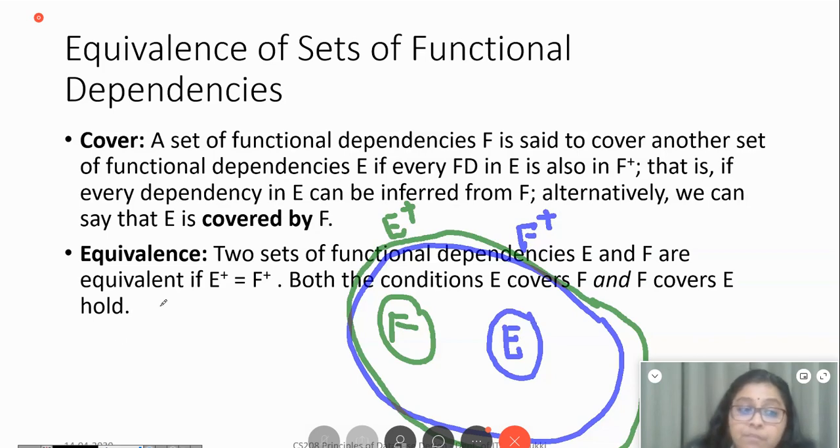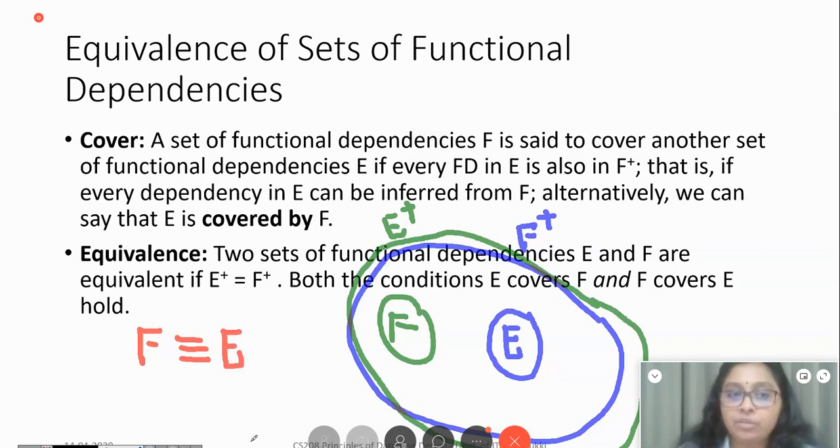And when two sets of functional dependencies are equivalent, we denote it using this notation, F is equivalent to E. This is a notation that is used for denoting equivalence of functional dependencies. Okay, so it will be clearer when we discuss it with an example.